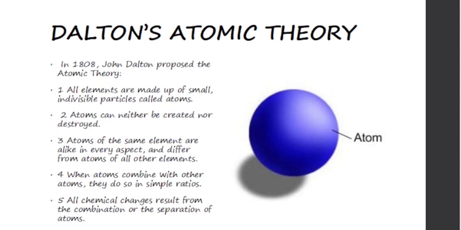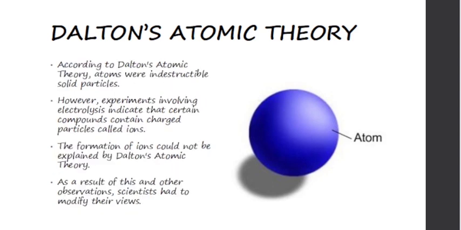In 1808, John Dalton proposed the atomic theory, which is made up of 5 postulates, which include, first of all, elements are made up of small indivisible particles called atoms. Number 2, atoms can neither be created nor destroyed. Number 3, atoms of the same element are alike in every aspect and differ from atoms of all other elements. Number 4, when atoms combine with other atoms, they do so in simple ratio. Number 5, all chemical changes result from the combination or the separation of atoms.